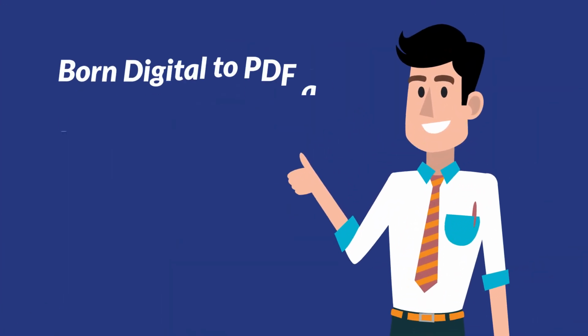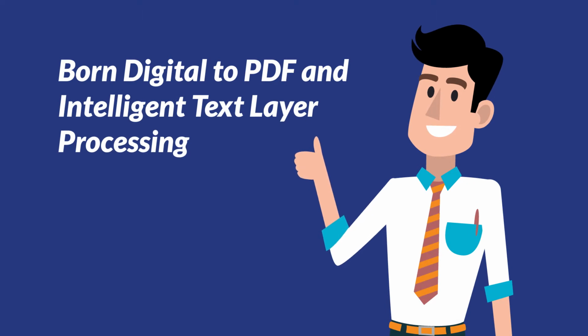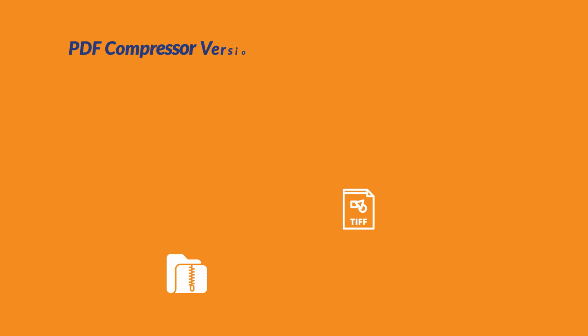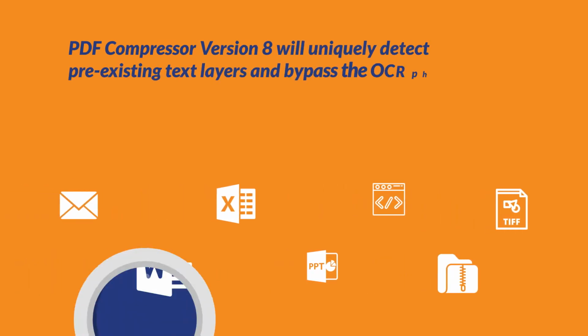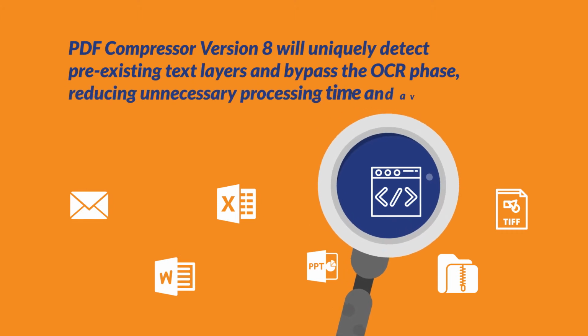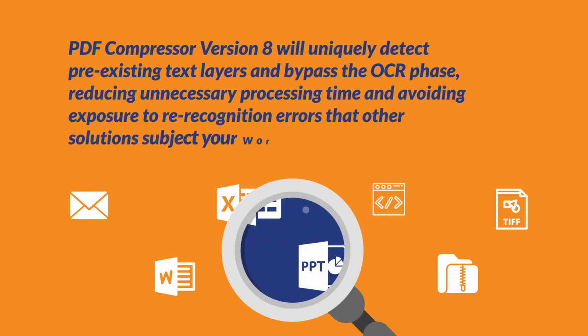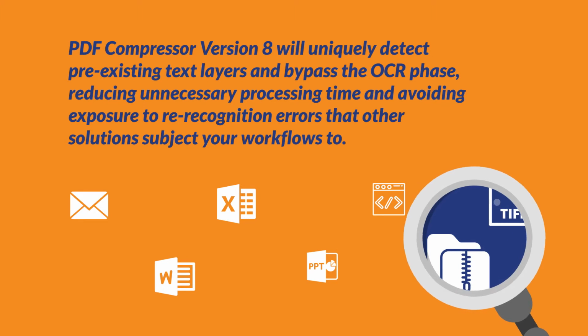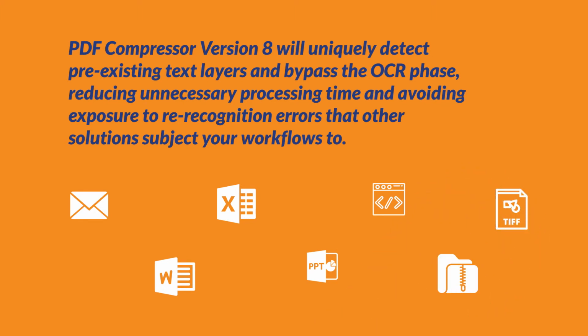Convert digitally born and hybrid documents to PDF and PDFA faster and more accurately. PDF Compressor version 8 will uniquely detect pre-existing text layers and bypass the OCR phase, reducing unnecessary processing time and avoiding exposure to re-recognition errors that other solutions subject your workflows to.